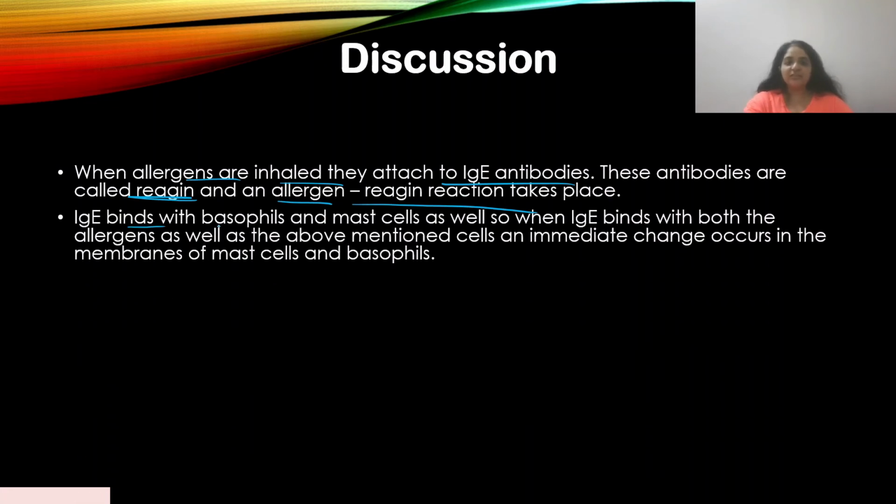Now IgE also binds with basophils and mast cells. So when IgE binds with the allergens as well as the above mentioned cells, then an immediate change occurs in the membranes of mast cells and basophils. So now the allergen-reagin reaction has happened between the pollen and the antibody. Now this antibody is also attached to basophils and mast cells.